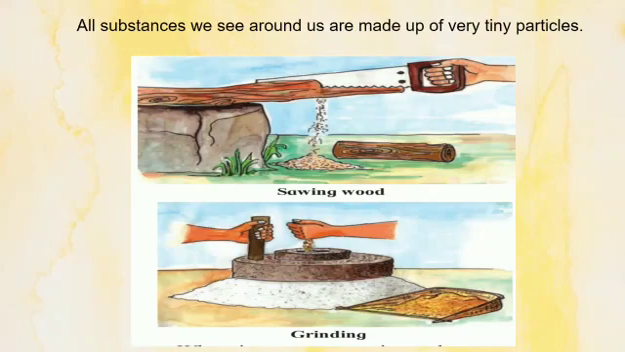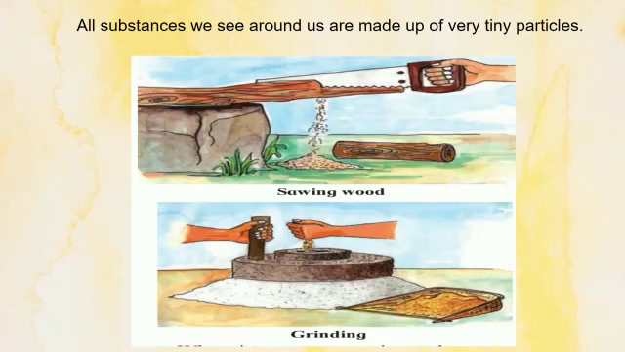All substances we see around us are made up of very tiny particles. You must have seen how sawdust or particles of wood fly when the wood is cut with a saw. When iron or copper is made smooth with a file, we get particles of iron or copper. Substances like pencil, chalk, paper, wood, wheat grain, iron, copper and coal are all made of fine particles.